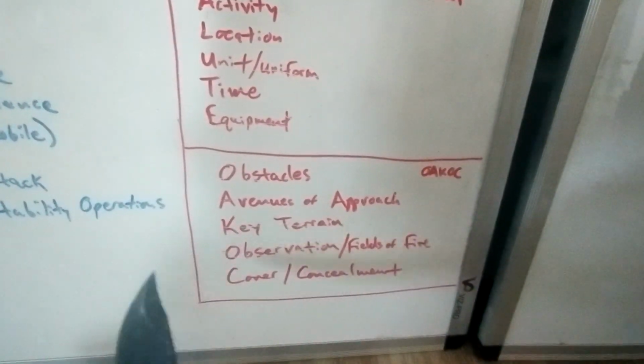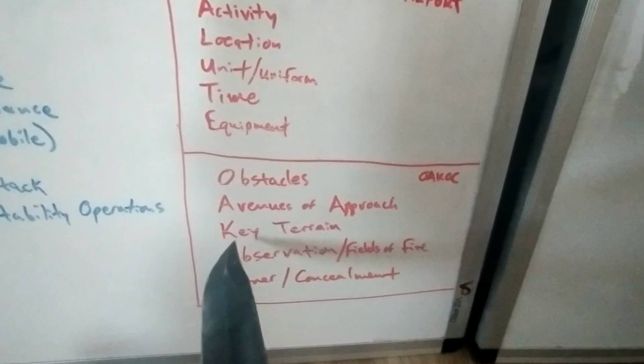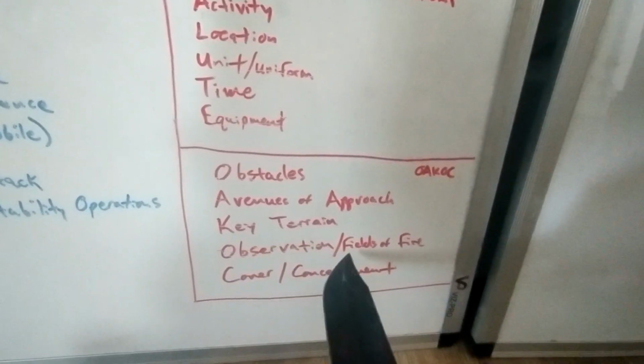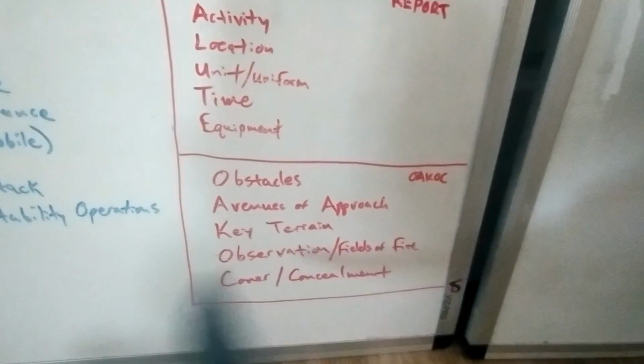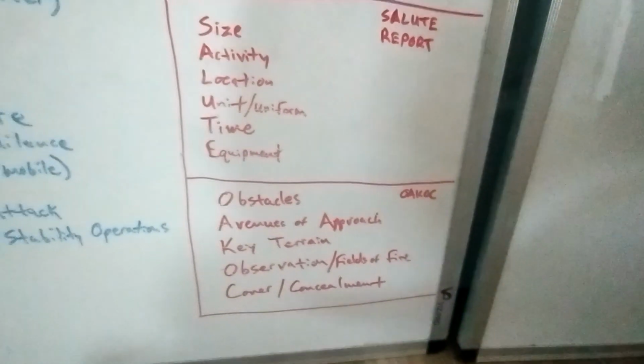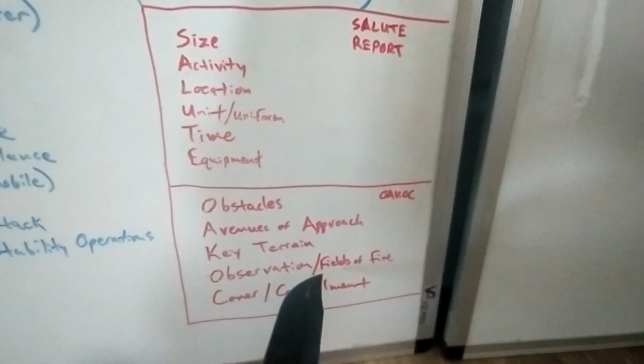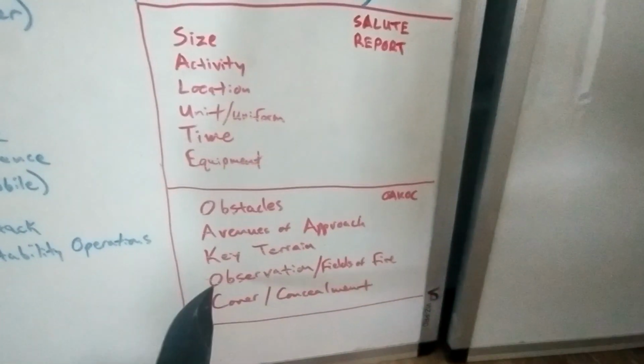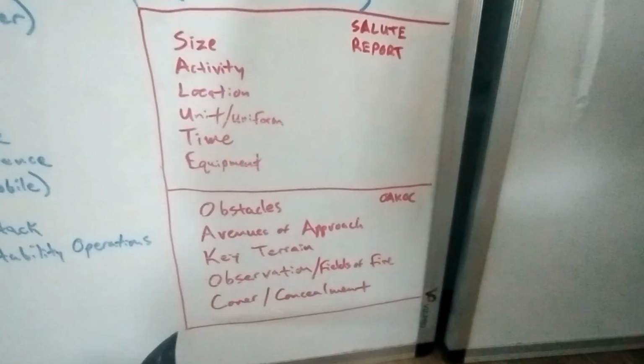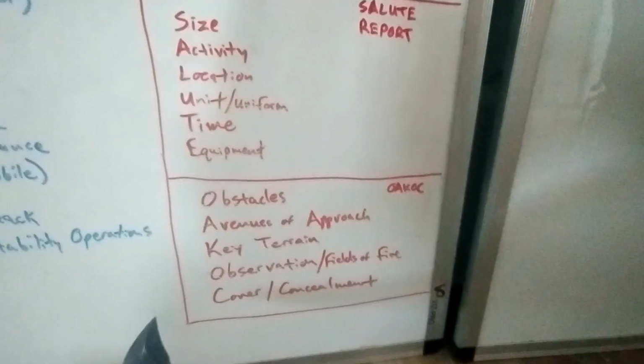Hilltops or mountaintops could be a key piece of terrain because they provide you observation and fields of fire, which is our next couple of words in that acronym. So if we can observe the target from a long distance and provide accurate fire on them, then we can have the advantage there. Cover and concealment.